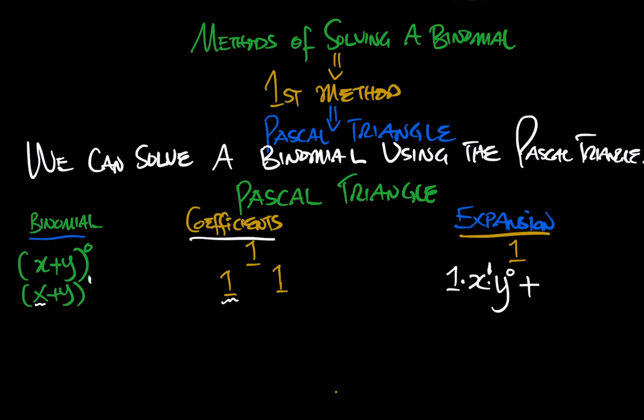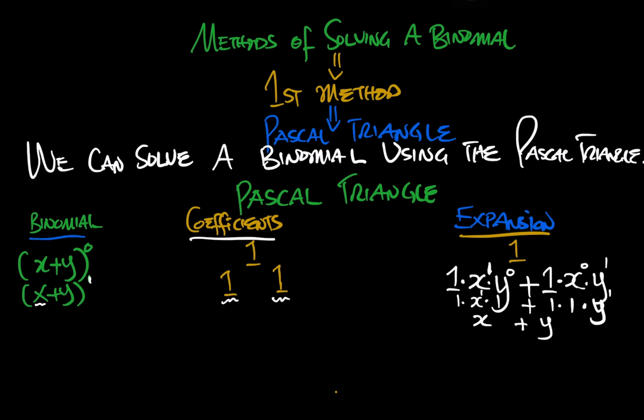And then we're going to have plus the second coefficient, which is also 1, multiplied by x. The x is going to decrease from 1 to 0, and then the y will increase from 0 to 1. And then our expansion ends right there, because we're going to have 1 multiplied by x to the power 1 multiplied by 1, because any number raised to the power 0 is 1, plus 1 multiplied by x to the power 0, which is 1, multiplied by y to the power 1. And that's going to give us x + y. That's our expansion for the second one.